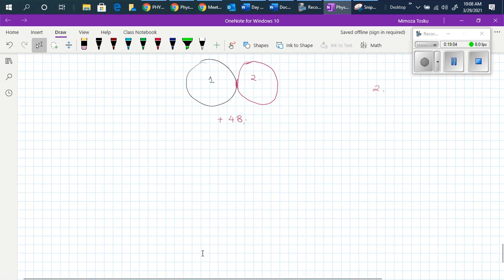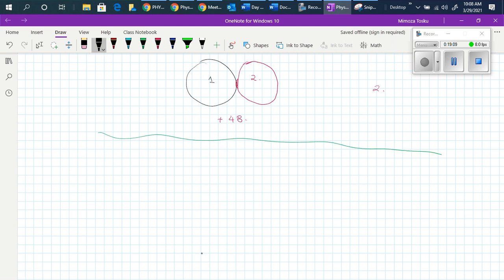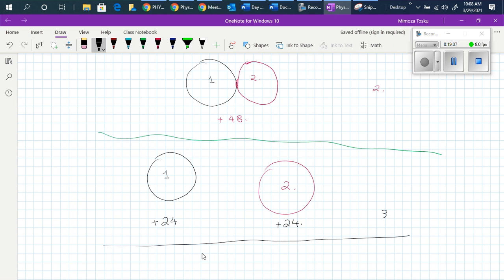But then what we do is bring them apart from each other again. So now we have object 1 and object 2. And what we notice is that both of them, since they have the same material and size, will each have a charge of positive 24. So this is the third step, and now the two objects are equally charged.